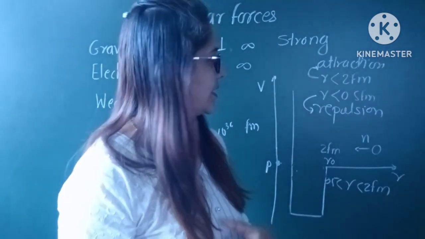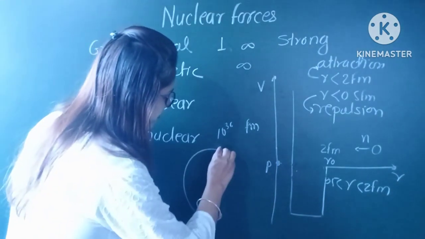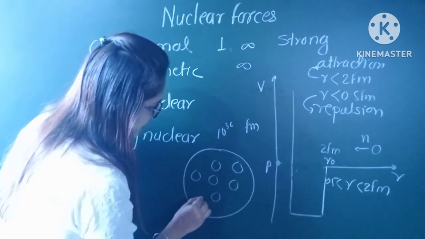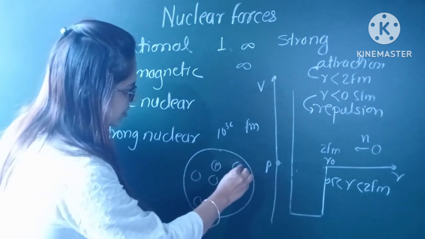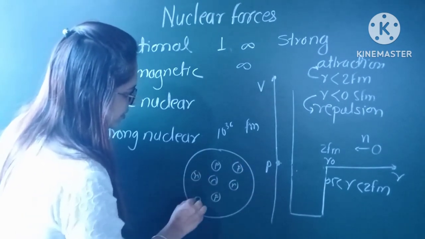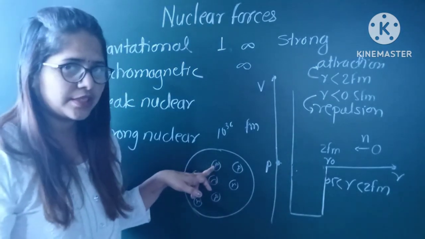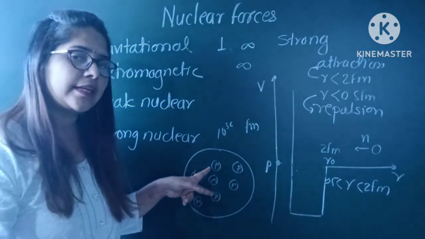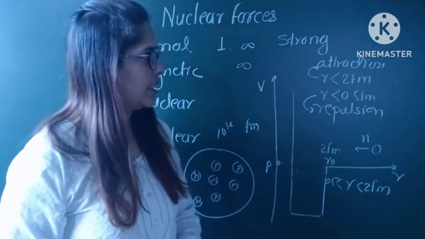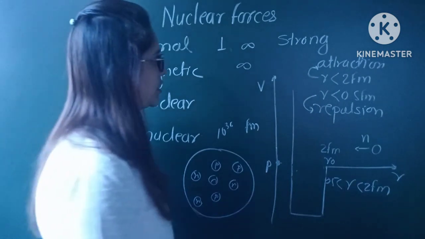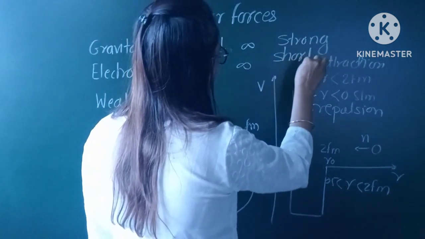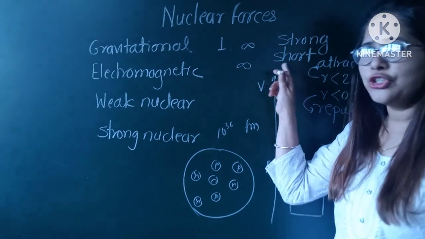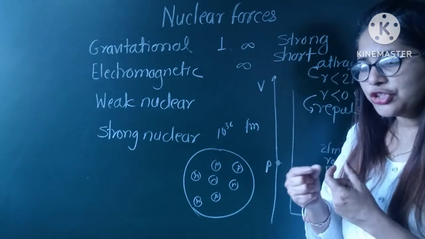This is why, if there is a nucleus and these are the nucleons inside it in the classical mechanical picture, and suppose these are the protons and neutrons, it is not possible for this proton to attract that proton because it is at a distance greater than 2 femtometer. Therefore we say that the nuclear forces are short range forces. Another property of the nuclear forces is that they are short range. They are present for a very short distance.